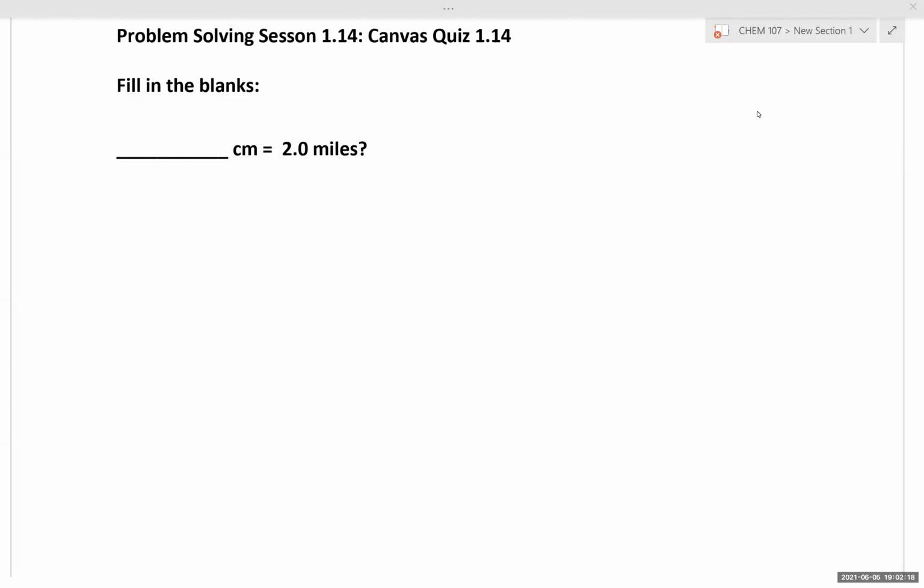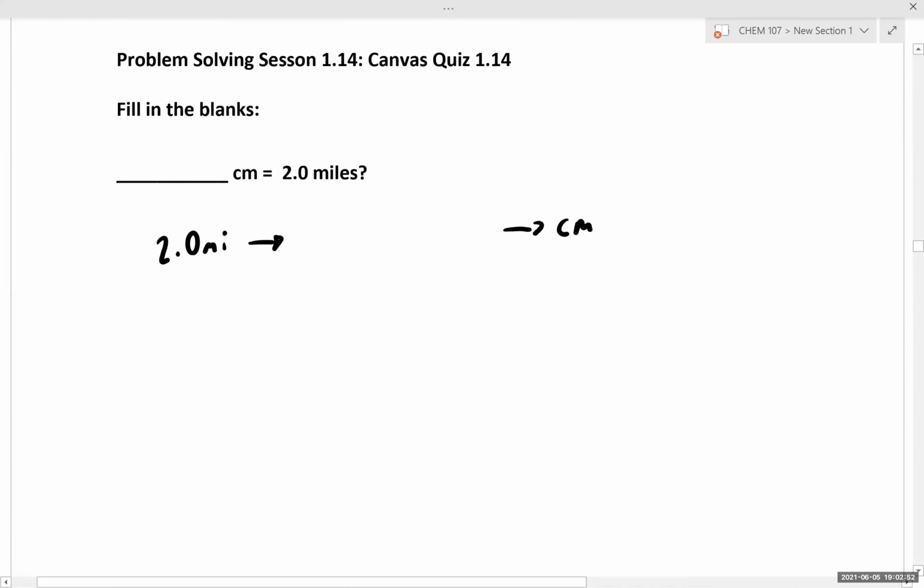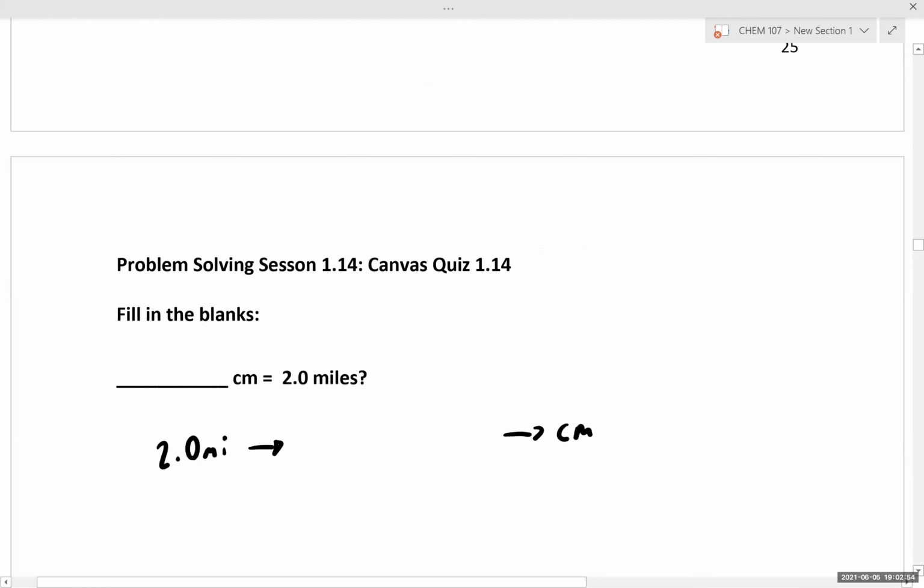So looking at this problem, we're asked to convert between miles and centimeters. We know that we have 2.0 miles as our starting units, and our ending units are centimeters. Now, there are a few ways to go about this. In this case, I prefer to get to the metric system as quickly as possible, and to do that, we can find a conversion factor that gets us from miles to kilometers.